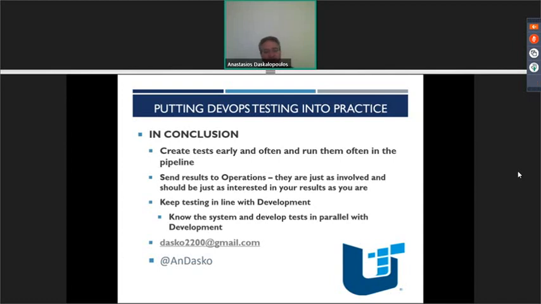And keep testing in line with development. As development progresses, testing should progress. If not, just come out a little farther ahead. And so know your system and develop tests in parallel with development.